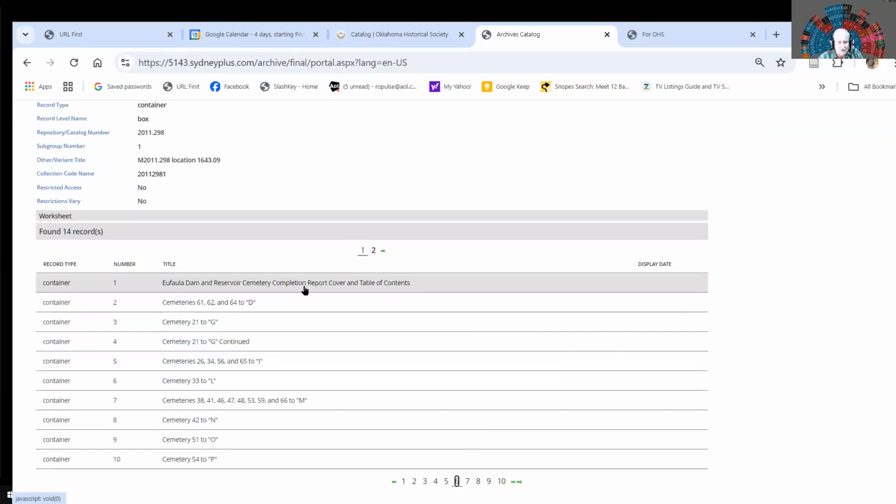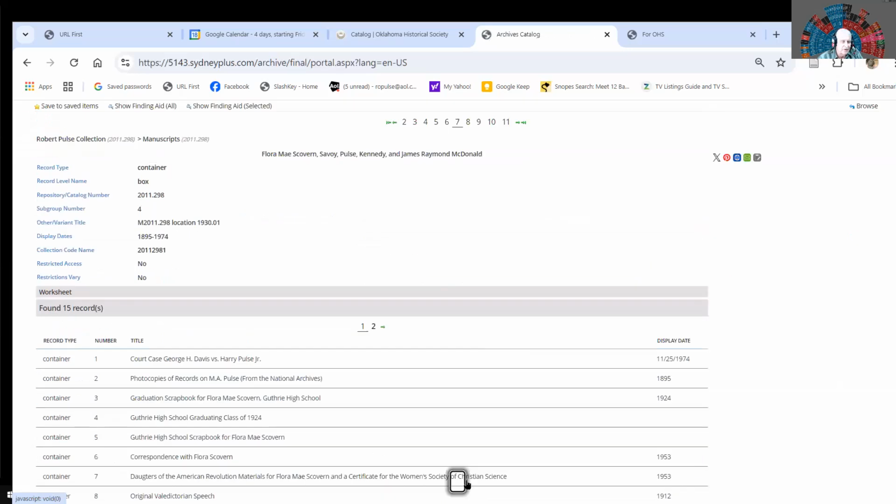Okay, this box, number 6, is Eufaula Dam and Reservoir Ceremony report and a table of contents. Cemetery completion report and table of contents. This is graves moved for Lake Eufaula information. So there's all that information that's in my collection, and there's also a separate collection where the originals are. And I'll show you where that is in a minute.